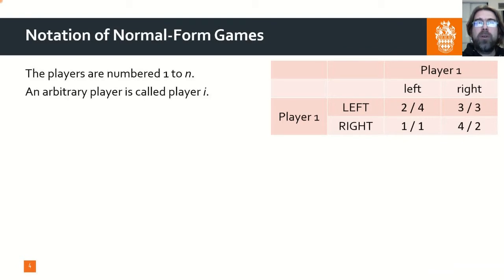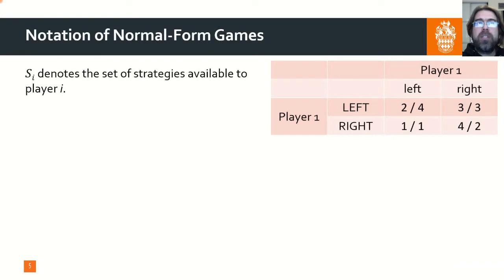An arbitrary player is called player i. Why not player 1, 2 or 3? Because by calling a player i, we can make general statements that apply to a certain number of players. For example, all players or all even players or something like that. Here in the example on the right, we have only 2 players, 1 and 2.